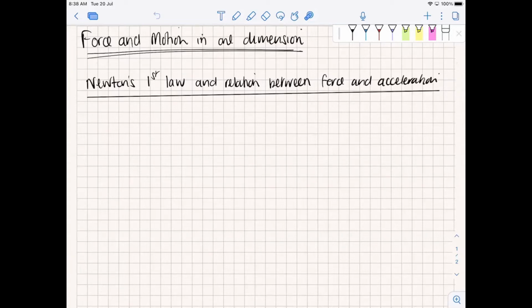So let's have a look at forces. He has returned. Newton has returned. Newton has returned, right?